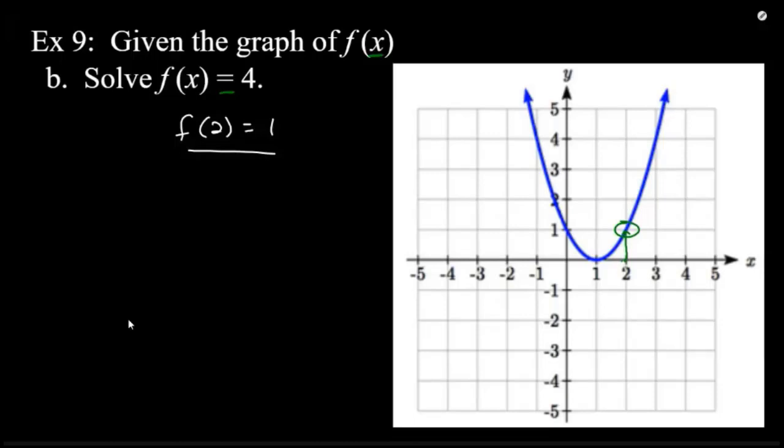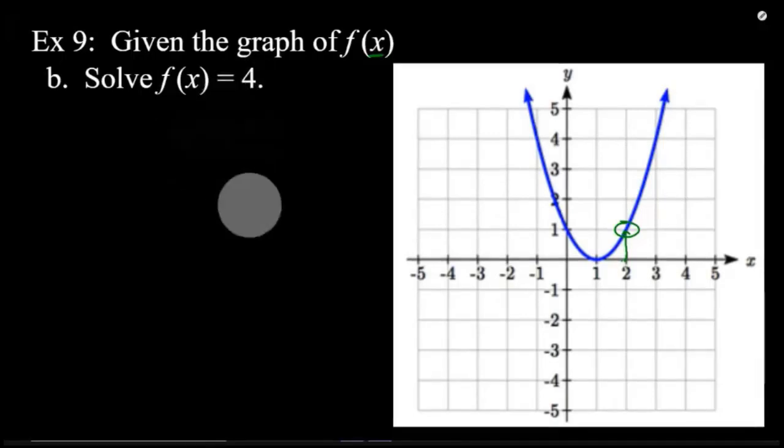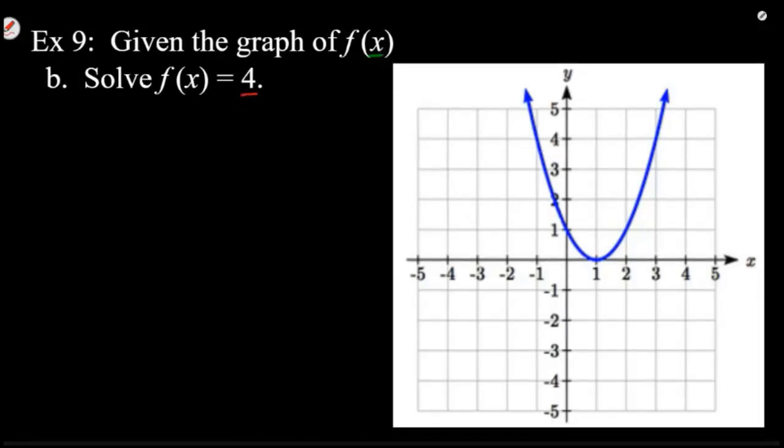Now, how about this one? We already know it's not one-to-one, so we might get more than one answer to this, right? Because this time, what are they giving us? They're giving us the output, which is 4. So how do we do this one? Well, we've got to find out when the y value, the output value, equals 4. That happens right here. It also happens right there.